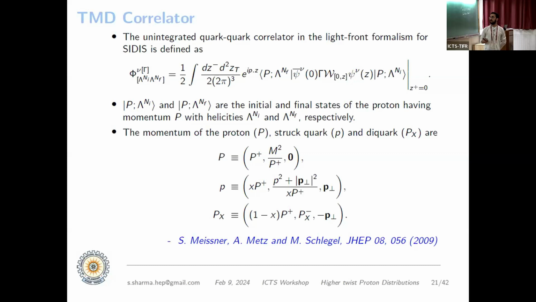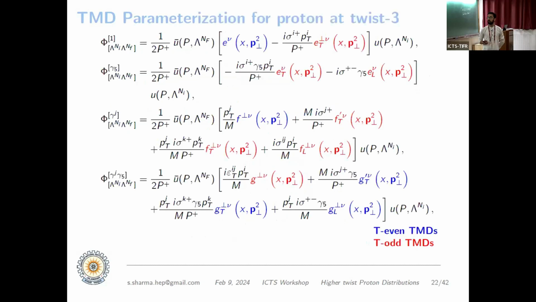The unintegrated TMD correlator for the light front formalism is written like this, where this is the final state hadron, this is the initial state hadron, and these are the quark field operators. The momenta of the proton, struck quark, and diquark can be written like this. This equation has been taken from the Meissner-Metz-Goeke paper.